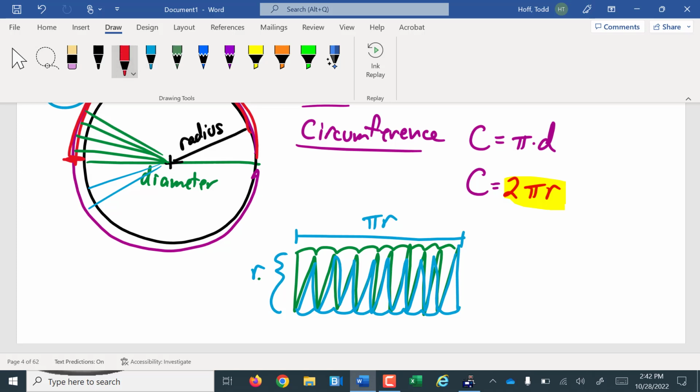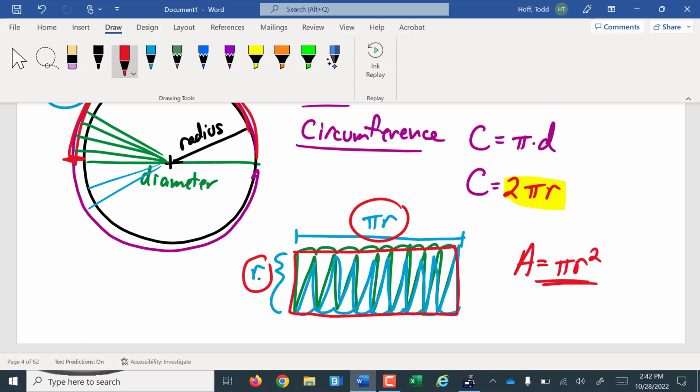That is now pretty much, if I cut them thin enough, a rectangle. The length is pi times radius. The width is the radius. So the area is pi times radius times radius, or pi times radius squared. Hopefully that's the formula you've all seen before for the area of a circle.